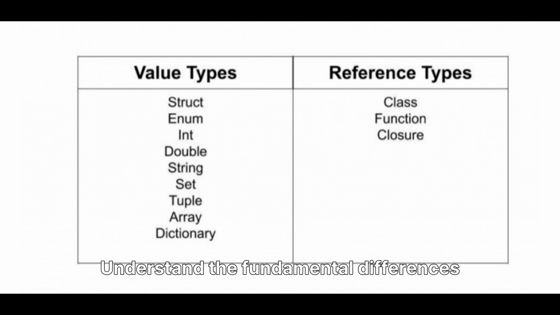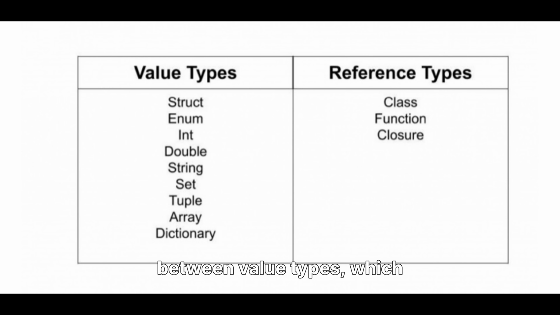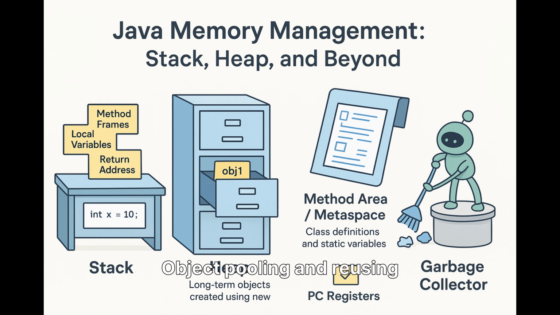Understand the fundamental differences between value types, which are stored directly on the stack or inline, and reference types, which are allocated on the heap, to optimize memory usage effectively. This knowledge guides efficient data structure design. Object pooling and reusing objects instead of constantly creating and destroying them can significantly reduce memory allocation overhead and the frequency of garbage collections. This strategy is particularly effective for frequently used, expensive to create objects.